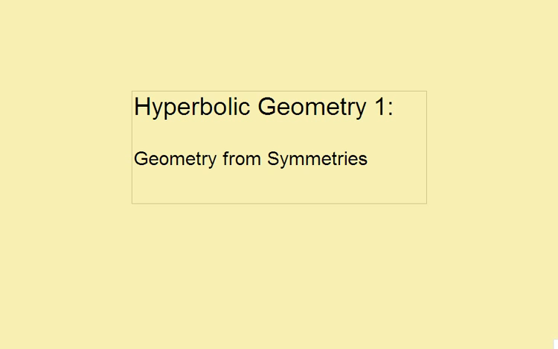So this is the first in a series of screencasts where I introduce some basics of hyperbolic geometry. In this first screencast, my goal is simply to introduce the hyperbolic distance, what's called a Poincare metric. It comes from symmetries from complex analysis. That's the point of view I'll be taking. Let's look at it in a little more detail.